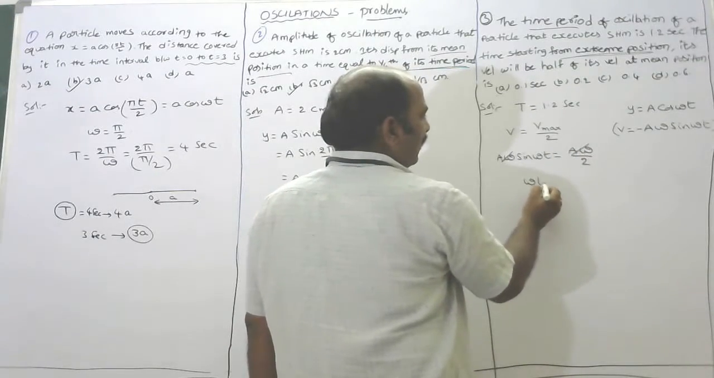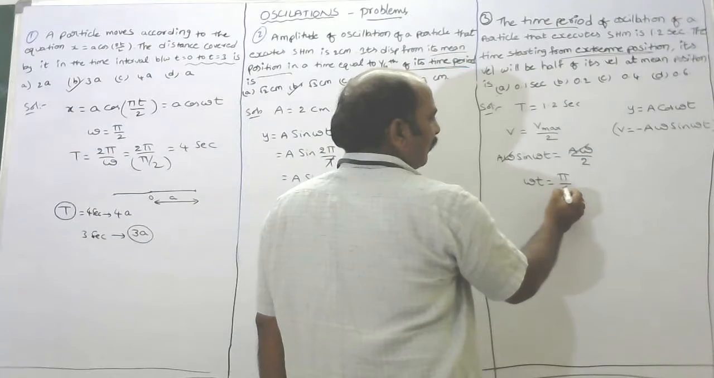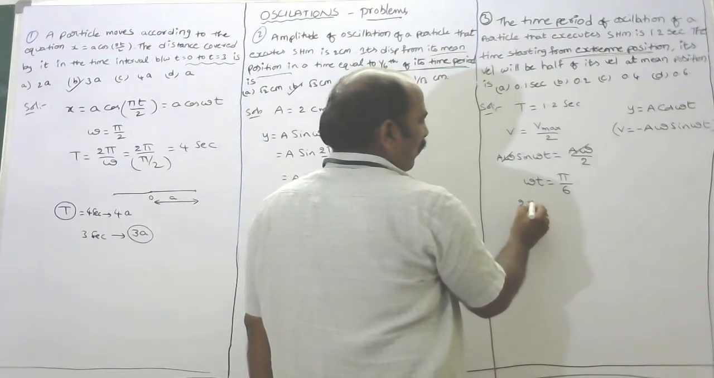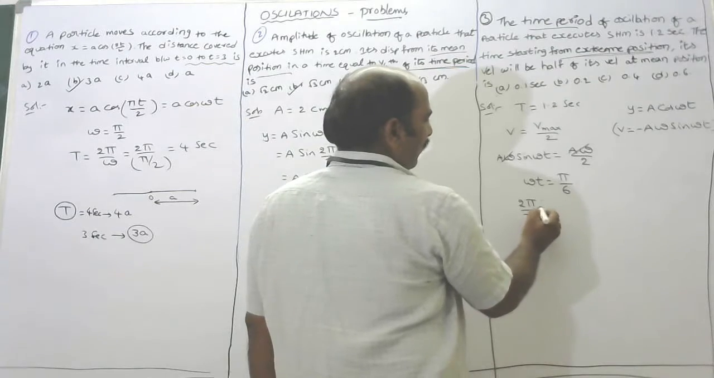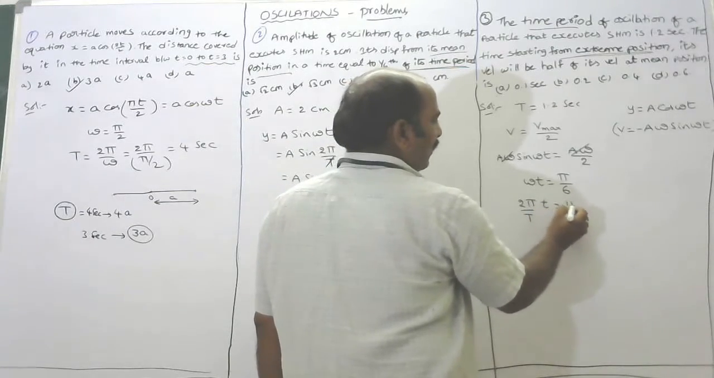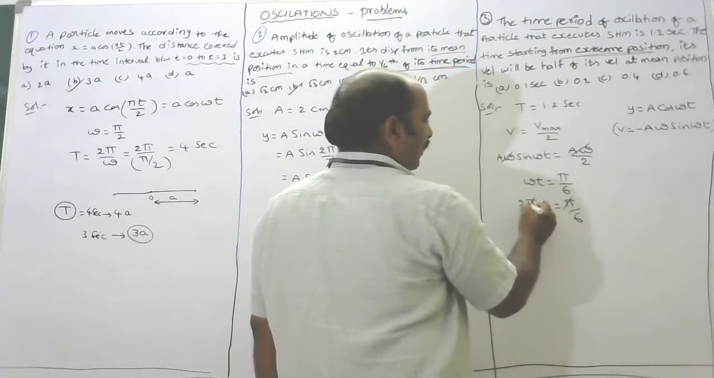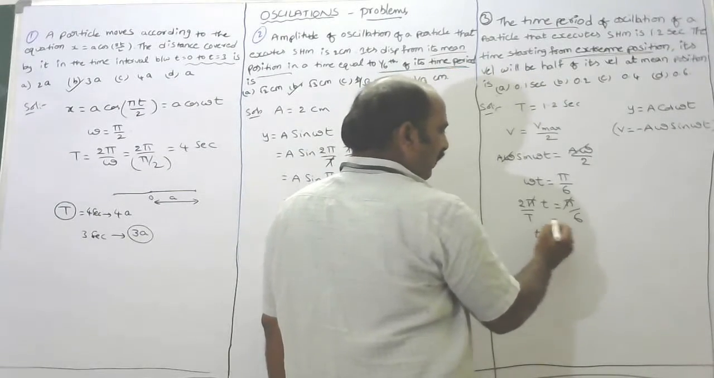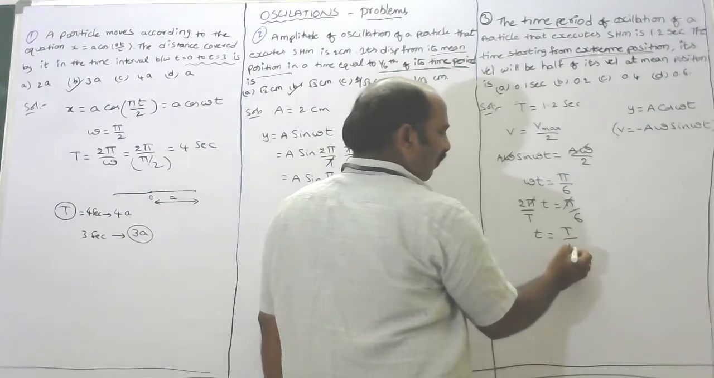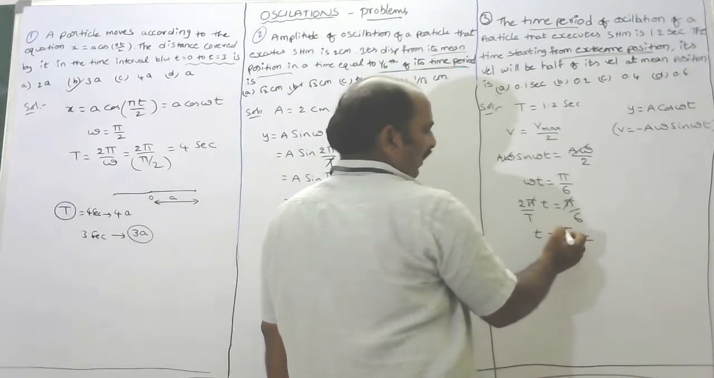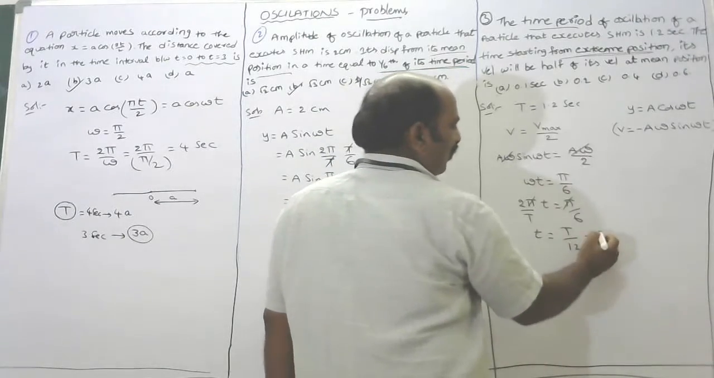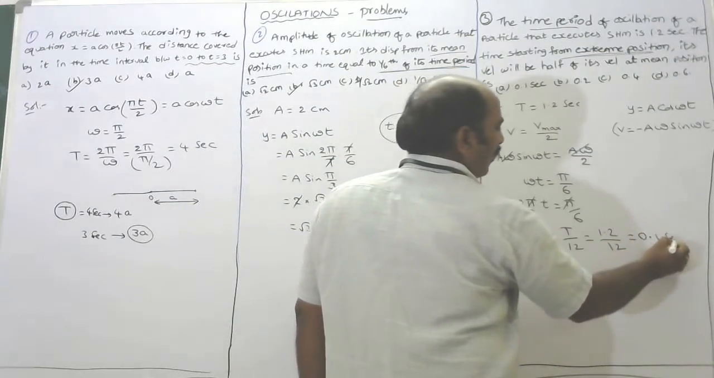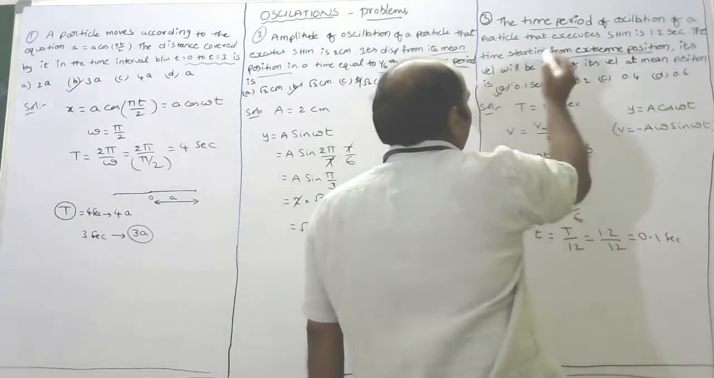Then omega t is equal to pi by 6. Here omega value is 2 pi by capital T into small t is equal to pi by 6. Pi gets cancelled. Here small t, cross multiply, you get capital T by 4. Capital T value is given as 1.2 by 4. We get 0.3 second only. So option A is correct.